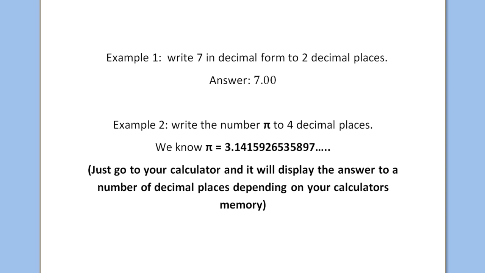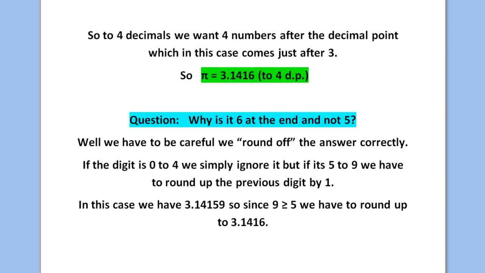Example 2. Write the number pi to 4 decimal places. Well, if you want to grab your calculator or your computer and ask what pi is, then it should spit out something like that, depending on the memory of your device. So pi is 3.1415926535897, and we want to round that to 4 decimal places. So that means we need 4 numbers after the decimal point.